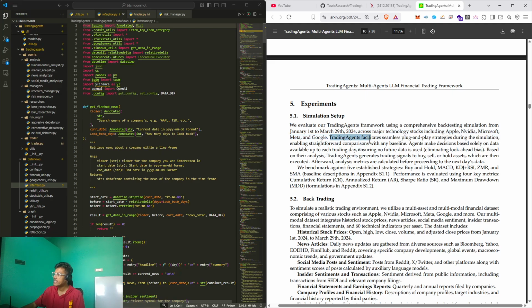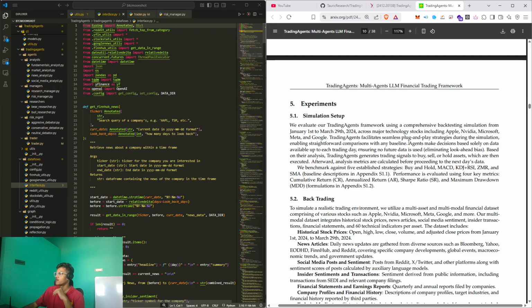Okay. TradingAgents facilitates seamless plug-and-play strategies during the simulation, enabling straightforward comparisons with any baseline, right? So basically, it says that we have decoupled the system from other components, so it's very easy to plug and play with other strategies as a baseline to test the robustness of the TradingAgents that we have.